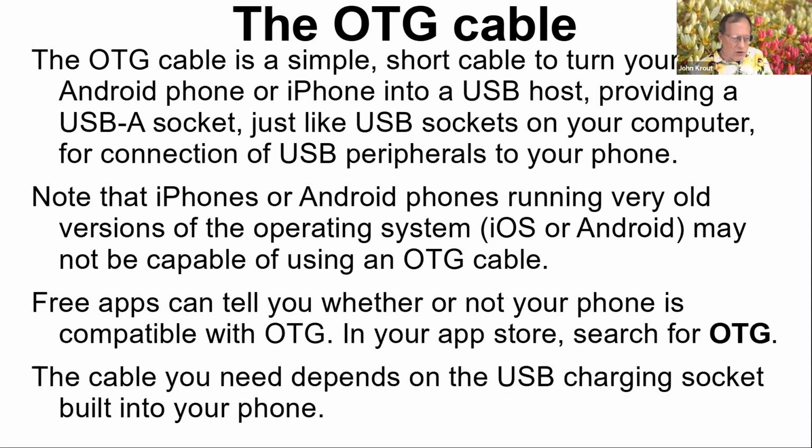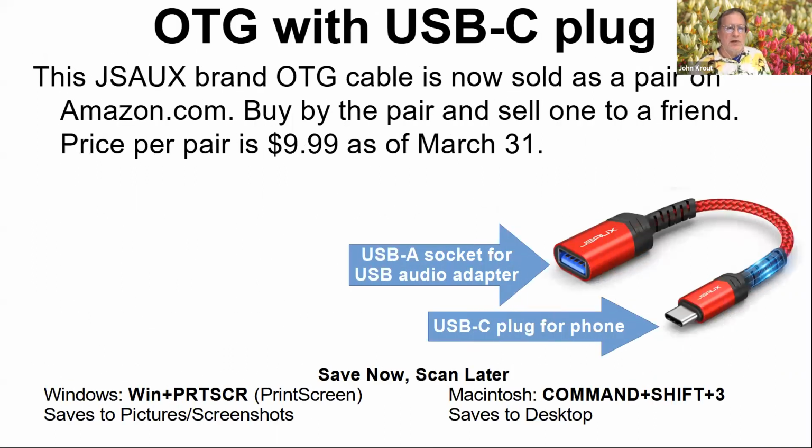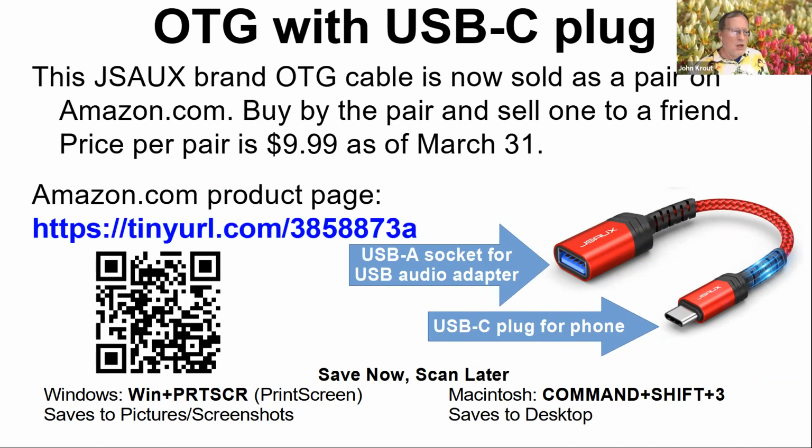And as I mentioned earlier, the exact OTG cable you need depends on the USB charging socket built into your phone. So here's the one that I showed you earlier. It's now sold as a pair by the brand JSAUX on Amazon. As of March 31, the price was $9.99. Here's the URL for that product page, and here is the QR code containing that URL. You can save this page now so you can use it later.